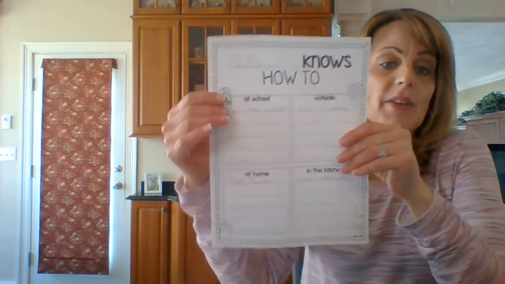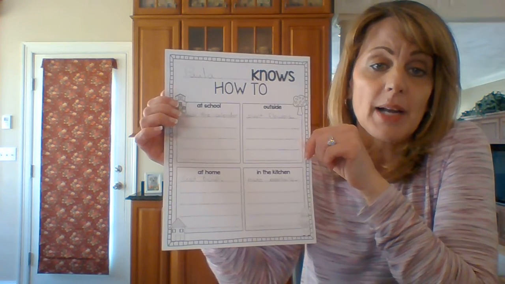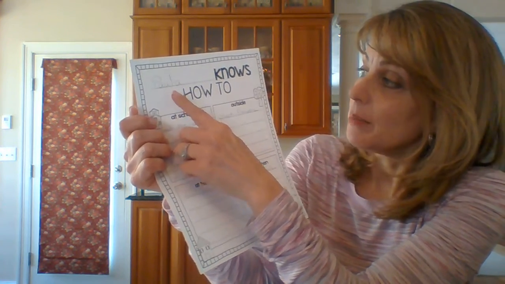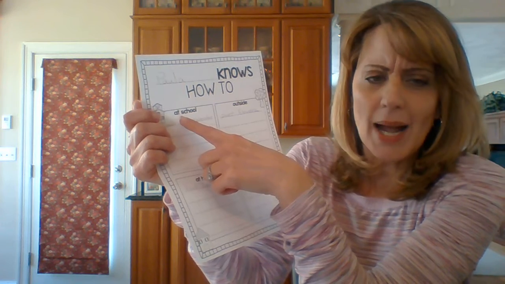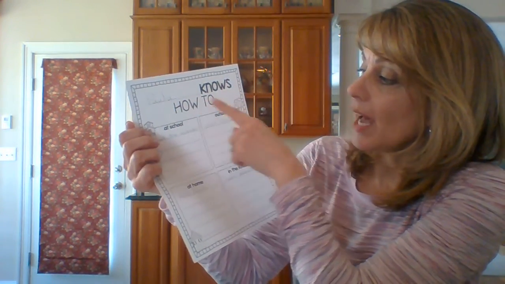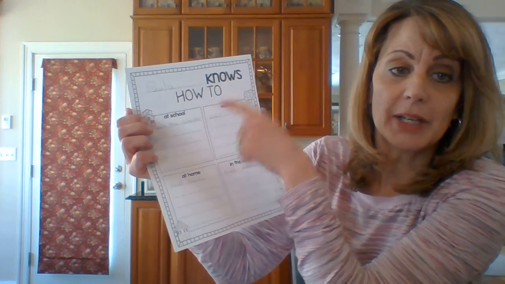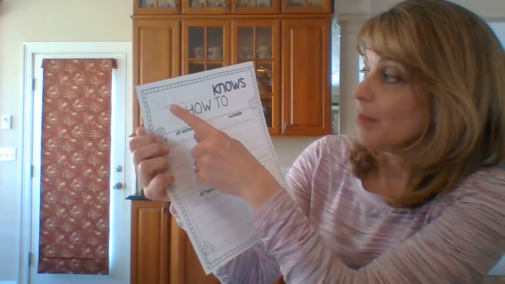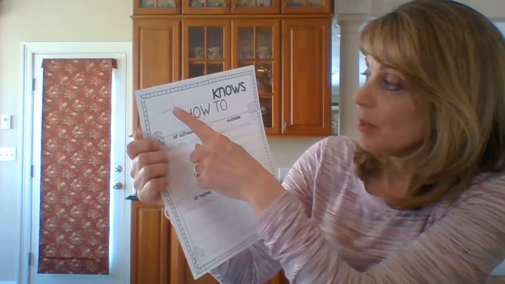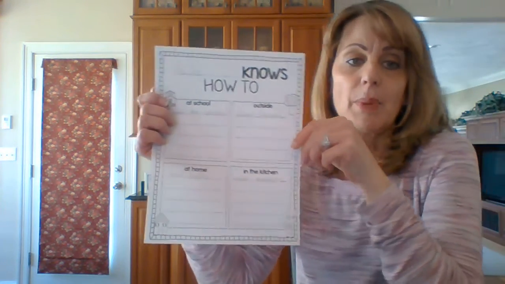I printed you off this, I sent you this paper. I want you to print it off and I want you to fill it out. You're going to put your name. I put mine there. Paula knows how to, what do I know how to do at school? Teach the calendar. So you'll notice it makes a complete sentence. Paula knows how to teach the calendar, and I have a period at the end. Outside, Paula knows how to plant flowers. At home, Paula knows how to feed Denali. And in the kitchen, Paula knows how to make meatballs.